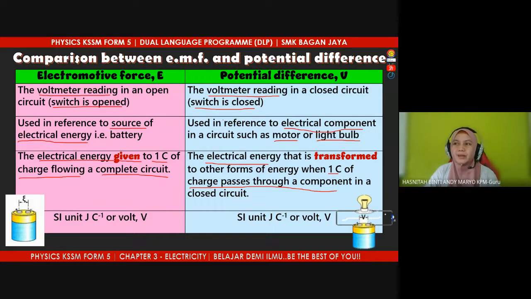The fourth comparison, they are similar in SI unit. Unit SI dia sama, both are measured in volt. Okay, volt. Joule per coulomb or volt.